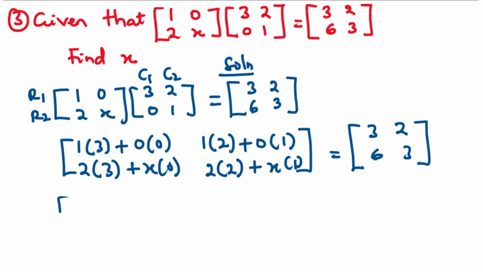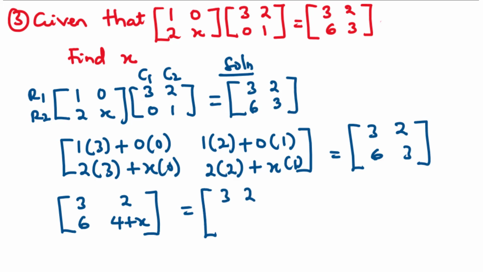Now let's simplify further. 1 times 3 is 3. 0 times 0 is 0. 1 times 2 is 2. 0 times 1 is 0. 2 times 3 is 6. x times 0 is 0, so we have 6. And then 2 times 2 is 4. x times 1 is x, so we have 4 + x, and that is equal to [3, 2; 6, 3].